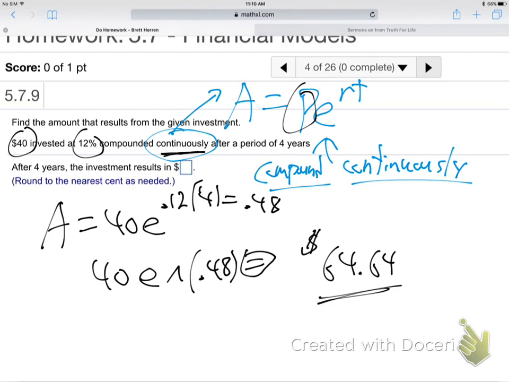Is that good? So continuous compounding, different formula. Those are the two formulas you're going to want to put on your 3x5 card for the test, at least regarding this section. All right. Stop me if you have questions.